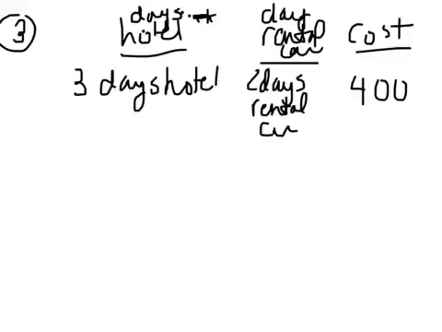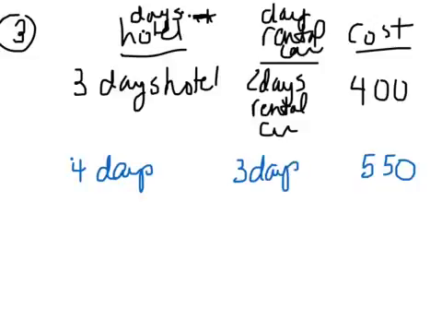Okay, let's do the second plan. I'm going to write it in blue just so we can keep the two separate. The second plan costs $550, so that's a more expensive package, and you get 4 days in the hotel, and you get a rental car for 3 days. So you're basically getting a day more on everything, and it costs you about $150 more than the other package.